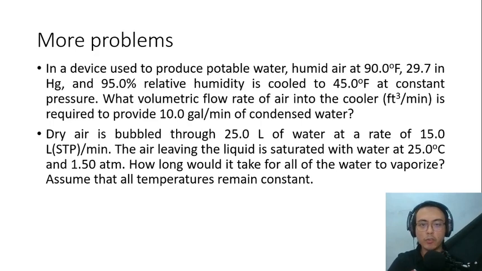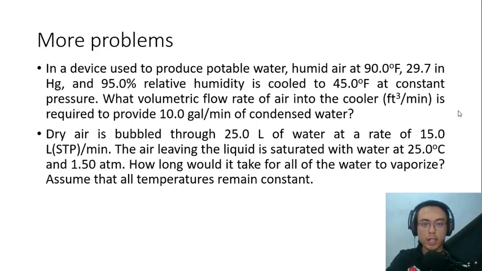Okay, let's solve the first one. In a device used to produce potable water, humid air at 90 degrees Fahrenheit, 29.7 inches mercury, and 95% relative humidity is cooled to 45 degrees Fahrenheit at constant pressure. What volumetric flow rate of air into the cooler is required to provide 10 gallons per minute of condensed water?